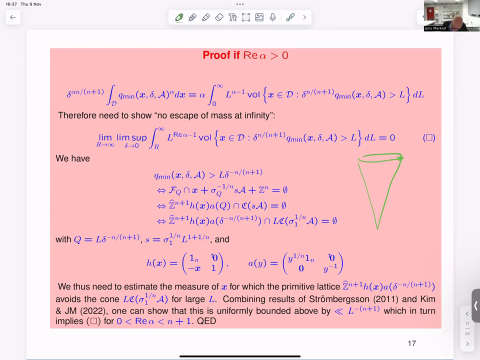And then what you need to estimate in order to get this escape of mass bound, well, you need to estimate the measure of x for which this condition is true. And the point is that when L is very large, you look at a very large set that is not allowed to intersect this primitive lattice.